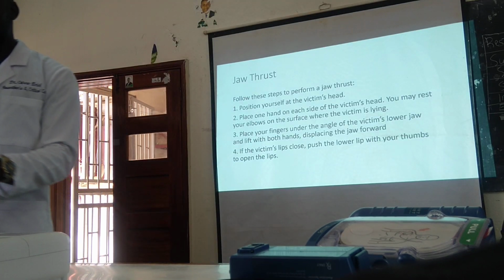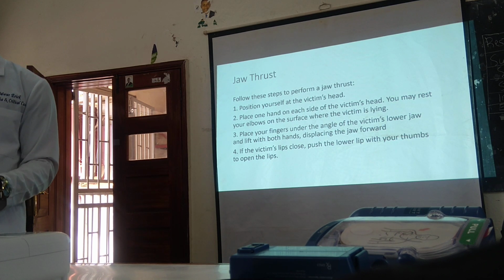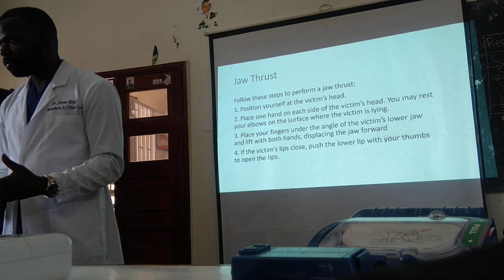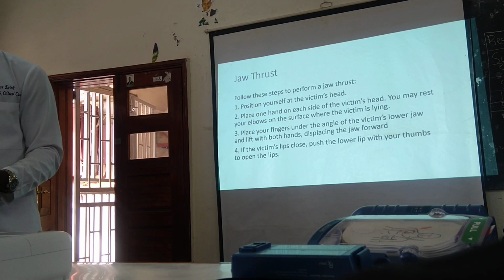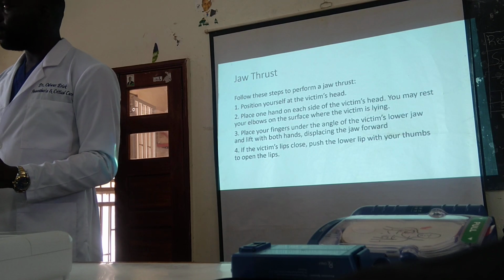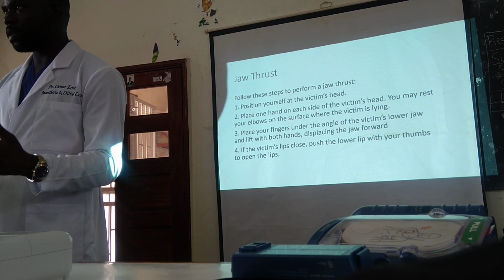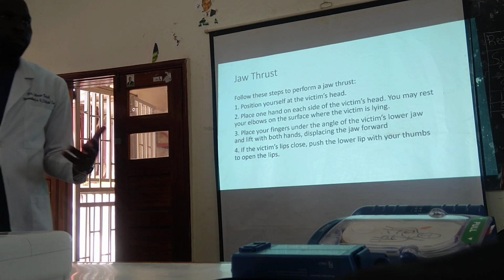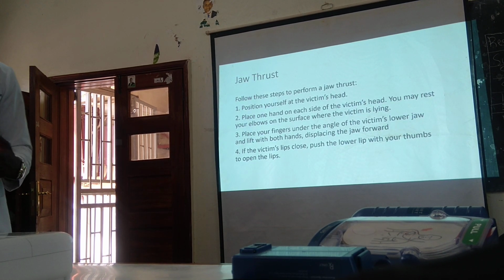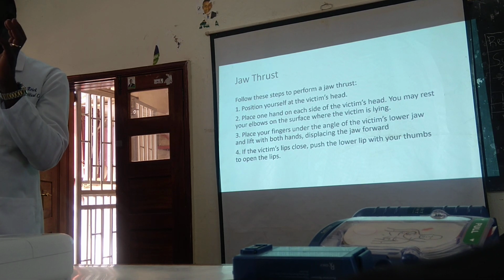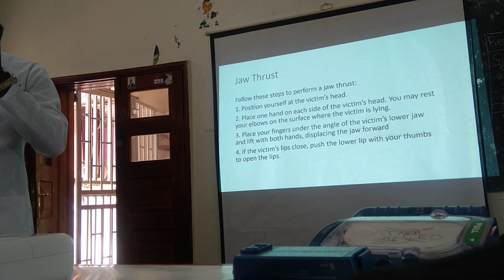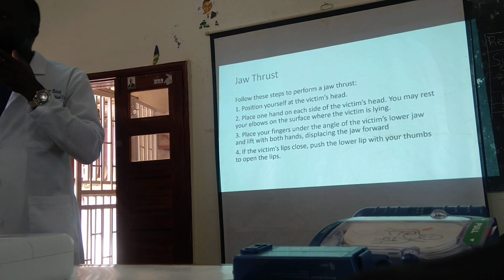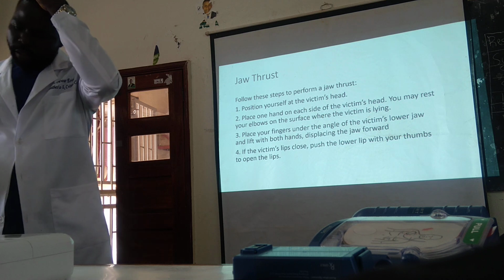This is jaw thrust. The technique, the steps you do: position yourself at the patient's head. It is a painful maneuver, this one, jaw thrust. But for unconscious patients, they don't feel the pain. So you can do it comfortably and the jaws are relaxed, so you can move it easily up and down. Here you're pulling both the bony prominence and the tongue out of the airway.